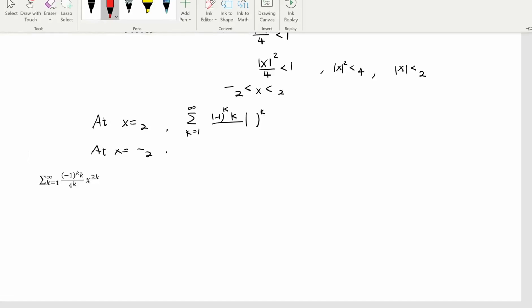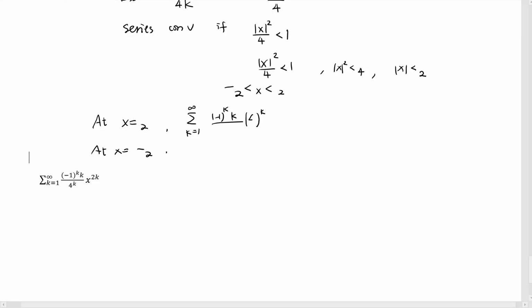So yeah, we always need to check our answer. So 4 to the k and 4 to the k downstairs. Oh, they cancel. So we get the series of (-1)^k times k. Well, this guy diverges by the divergence test. You can see when k goes to infinity, it is infinity, so it diverges. If the limit of the sequence is not zero, then the series diverges by the divergence test.